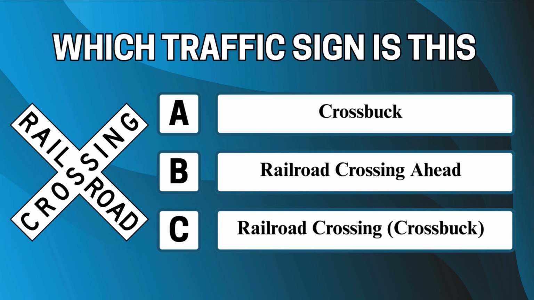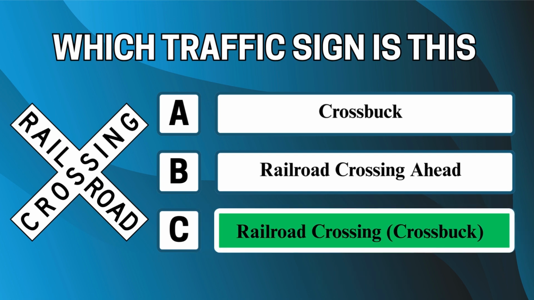Which traffic sign is this? A. Crossbuck. B. Railroad crossing ahead. C. Railroad crossing, crossbuck. Correct, it is the railroad crossing, crossbuck.